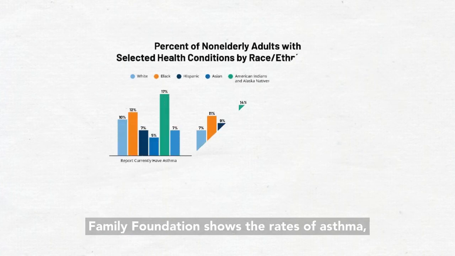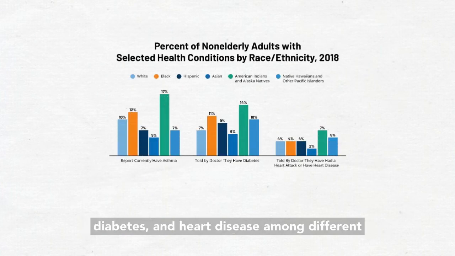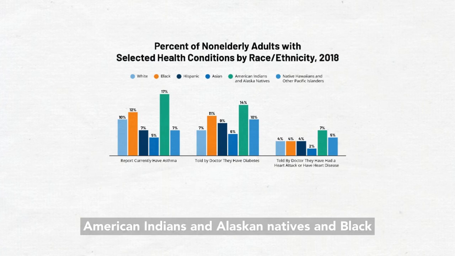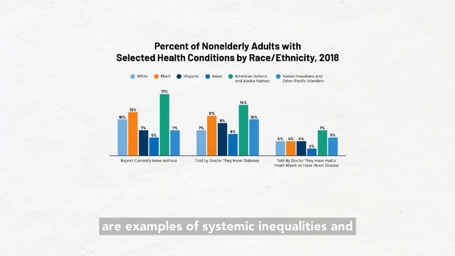This graph from the Kaiser Family Foundation shows the rates of asthma, diabetes, and heart disease among different racial and ethnic groups in the United States. American Indians and Alaskan Natives and Black Americans suffer significantly higher rates of these chronic diseases. Research from NIH has shown that this is linked to lower health insurance coverage, differences in quality of care, and stereotyping by providers. These factors are examples of systemic inequalities and how they impact public health for minorities.